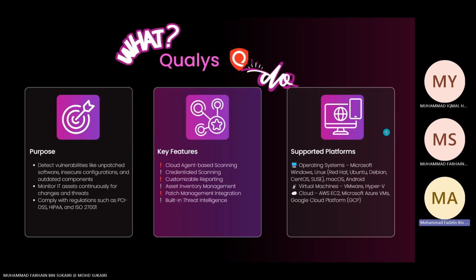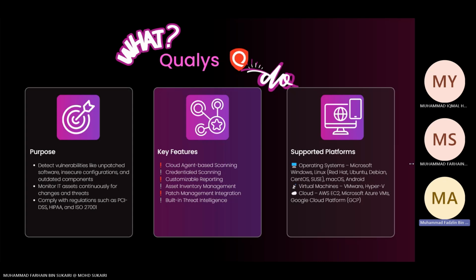Next. So what does Qualys do? The purpose of Qualys itself is to detect vulnerabilities such as unpatched software, insecure configurations, and outdated components. The second purpose of the Qualys system is to monitor IT assets continuously for any changes and threats. And the last purpose is to comply with regulations and security standards such as PCI DSS, HIPAA, and also ISO 27001.